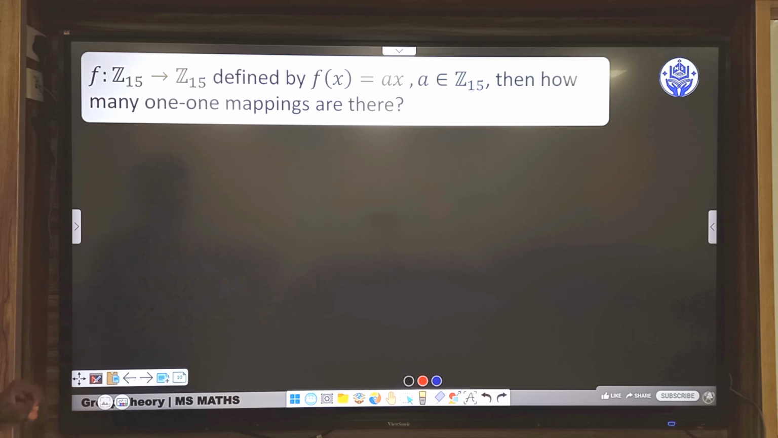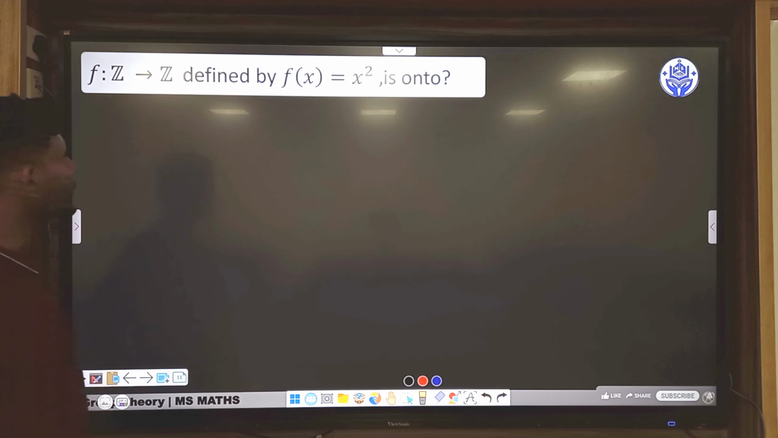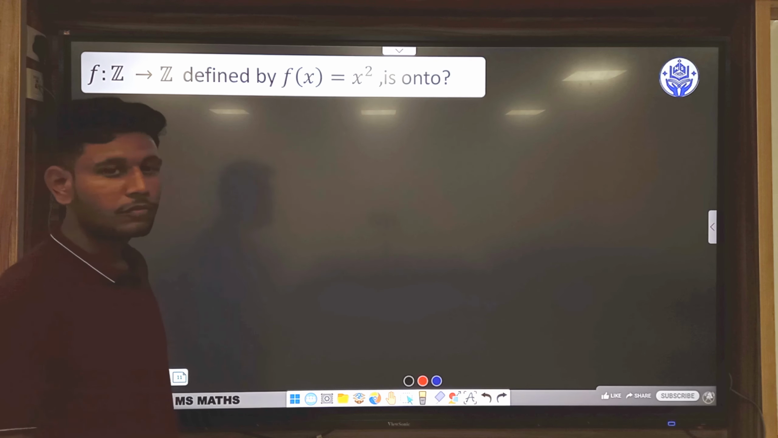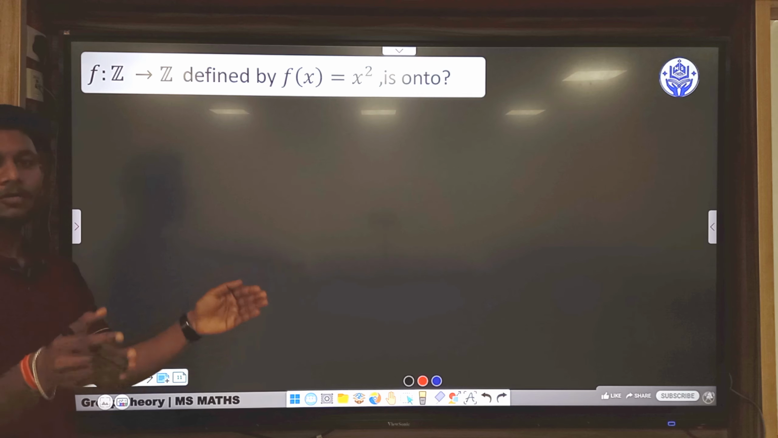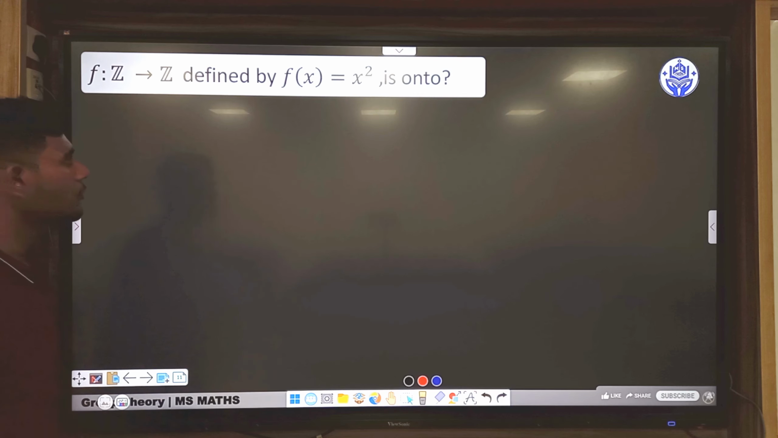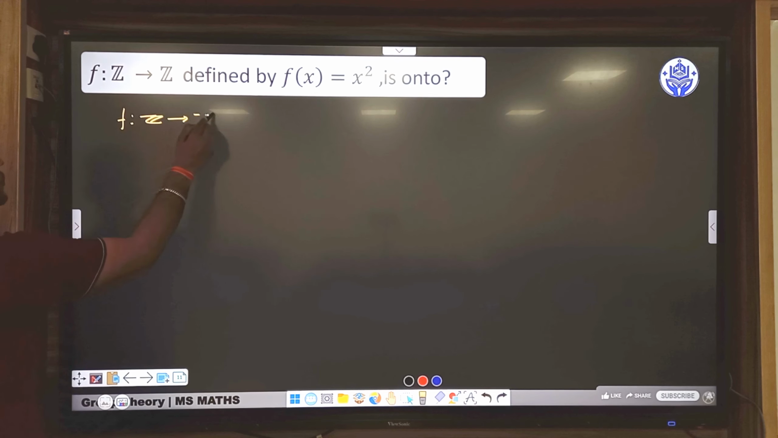Okay, next. Again this is the same slide. Next we have a function f from Z to Z defined by f of x equal to x square. Is it an onto function or not? Now what is the meaning of an onto function? It means the range will be equal to this Z. Now it is from Z to Z, and f of x is equal to x square.